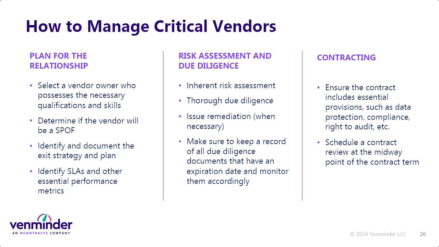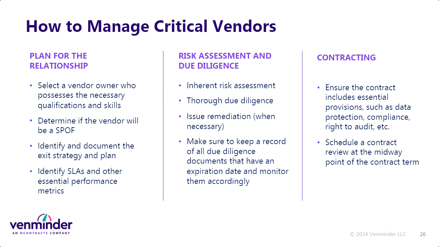Okay, now that I've talked quite a bit about critical vendors and how to identify them, let's move on to some practical steps for managing these critical vendors. And this begins with planning for the relationship during the onboarding stage of the third-party risk management lifecycle. So your first step is selecting a vendor owner that has the qualifications and skills to manage a critical vendor, which means they're educated in third-party risk management and understand the impact that these types of vendors can have on your organization.